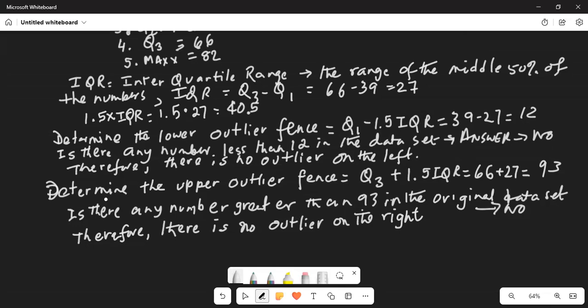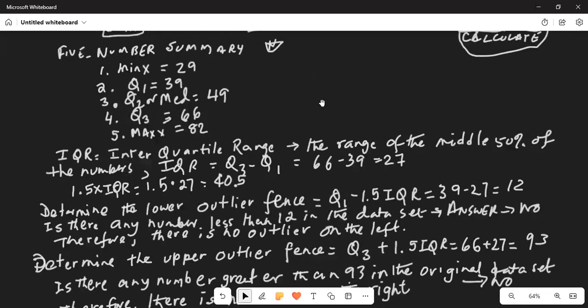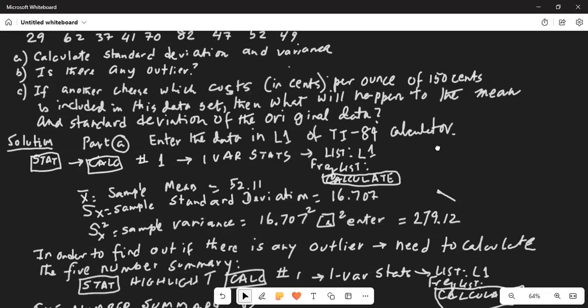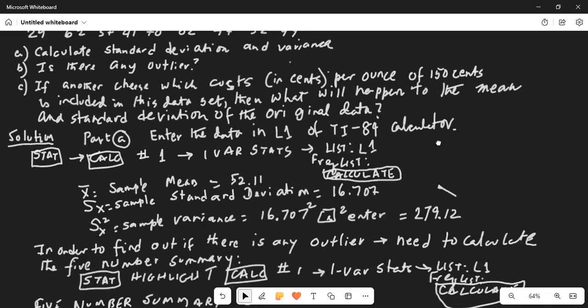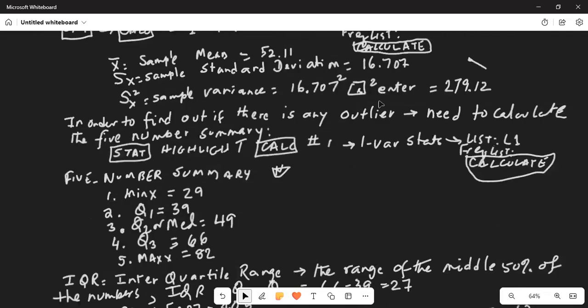Okay. Now we are ready to do the last part, which says if another cheese which costs 150 cents per ounce is included in this data set, then what will happen to the mean and the standard deviation of the original data? Remember, the mean is 52.1 and the standard deviation is 16.707 in the original data set.